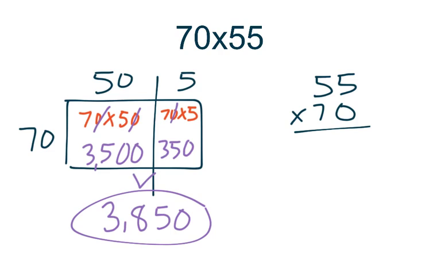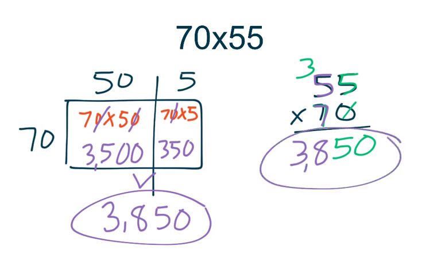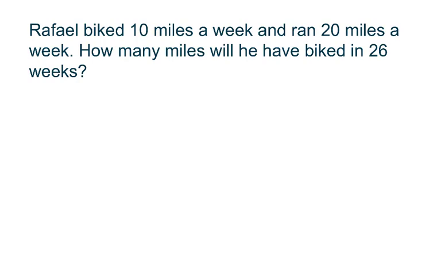I'm going to go over to my regrouping method, cross out my 0, place it down on my product. 7 times 5 gives me 35. I place my 5 and carry my 3. Then I go to my tens place. 7 times 5 is 35, plus 3 more is 38, and I get the same product, 3,850.